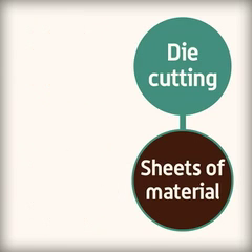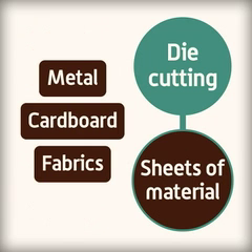Die cutting is used to cut sheet materials such as metal, cardboard and fabrics. Simple die cutting tools can be made within schools using MDF blocks to hold the blade in place. Making and using tools like this increases understanding of manufacturing in quantity.